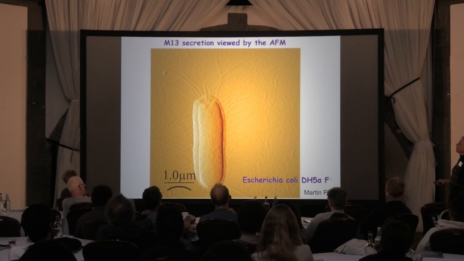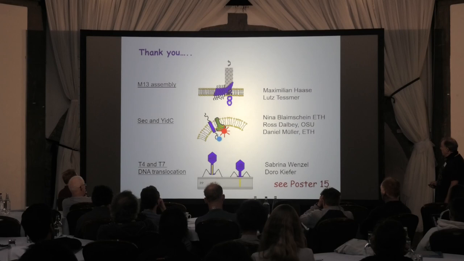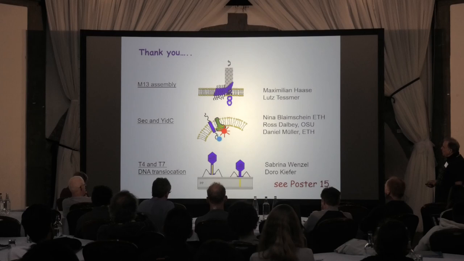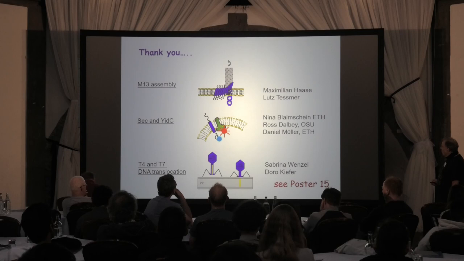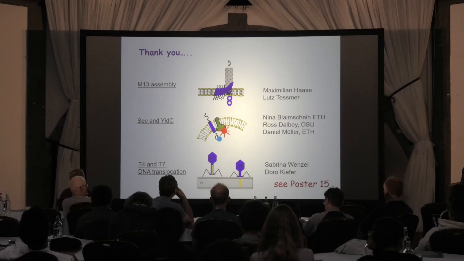Okay, these are the people doing the work. Max is the assembly machine mainly, and Luke Kessner is the expert at the ASM. Then you work, of course, with these insertion proteins, which the coat proteins use, like the UC and the SEC apparatus. So there's a lot of work going on, which I didn't tell you about today. And we also work on T4 and T7, so some of the work is presented by Sabrina in the lab, and look at poster 15.